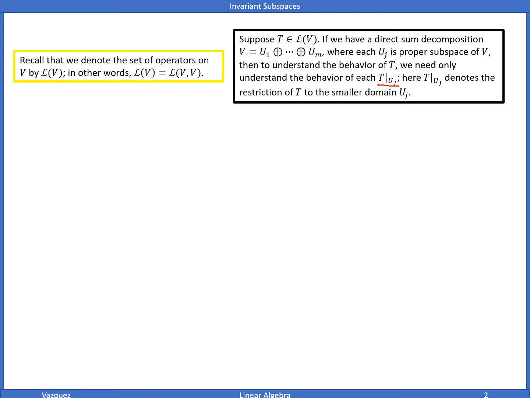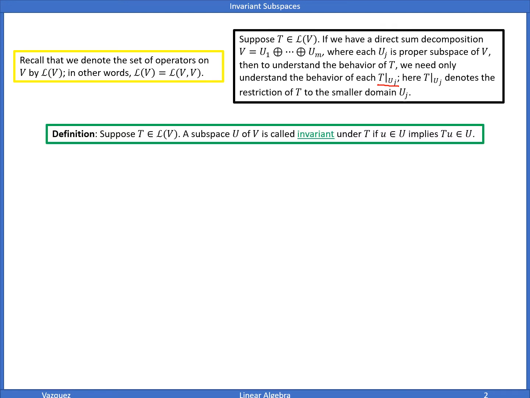To help me explain this, I'll introduce a definition. Suppose T is an operator. A subspace U of V is called invariant under T if u in U implies that T of u is in U. So it maps like an operator, just with a smaller domain. u is in U, so it maps to U.